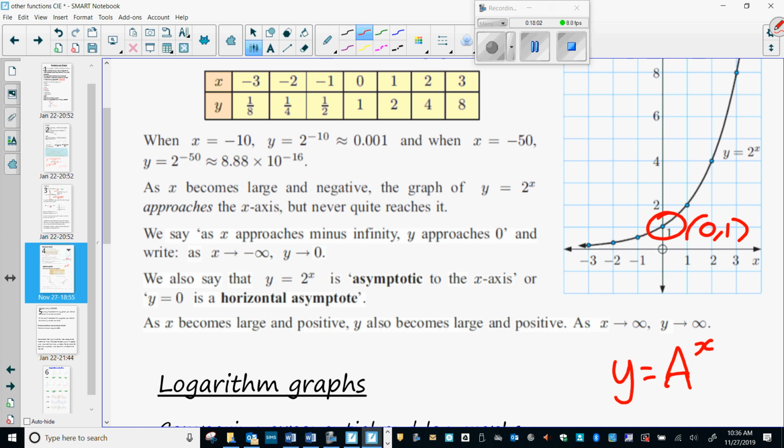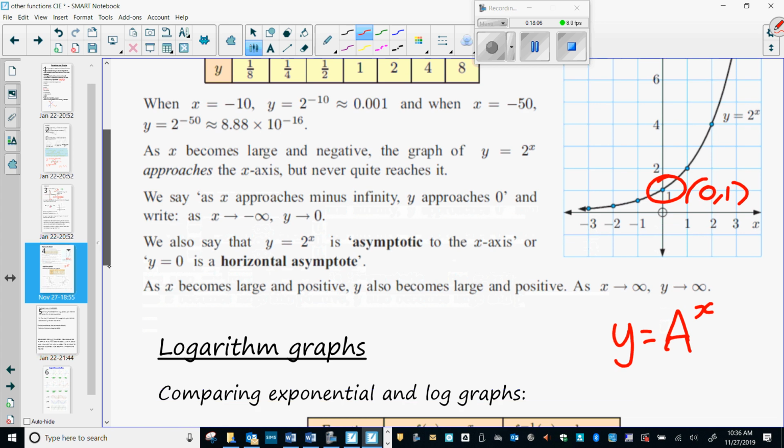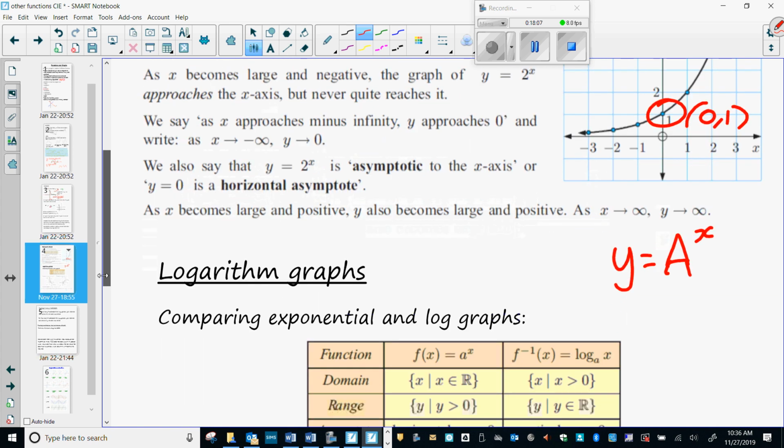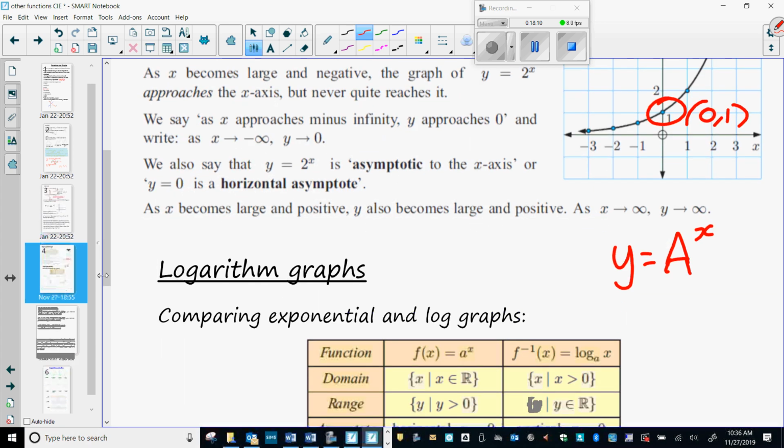Looking at the format of the equation, y equals something to the power of x. Because anything to the power of 0 equals 1. Yes, anything to the power of 0 has to equal 1. So it wouldn't matter what value this was. As long as this value here is 0, it's always going to go through that point 0, 1. Okay?